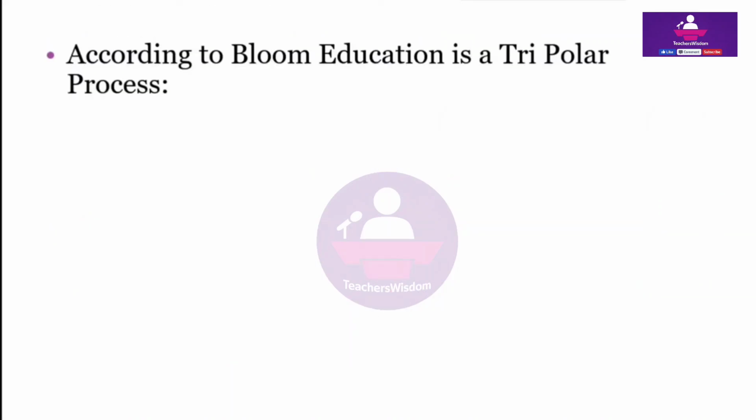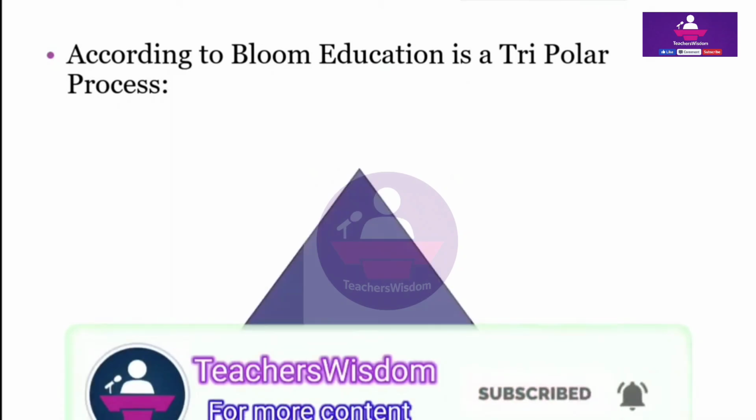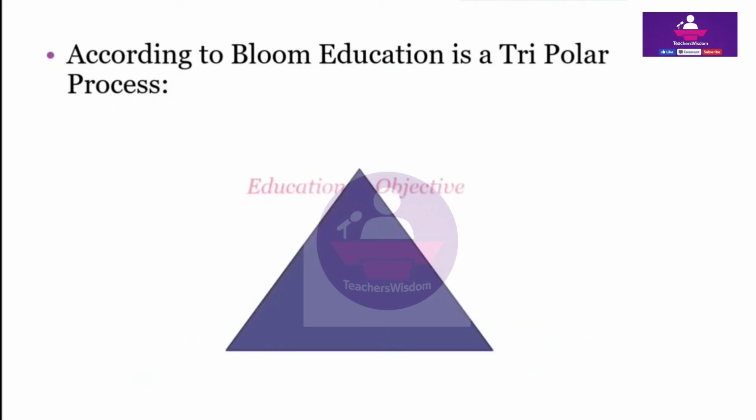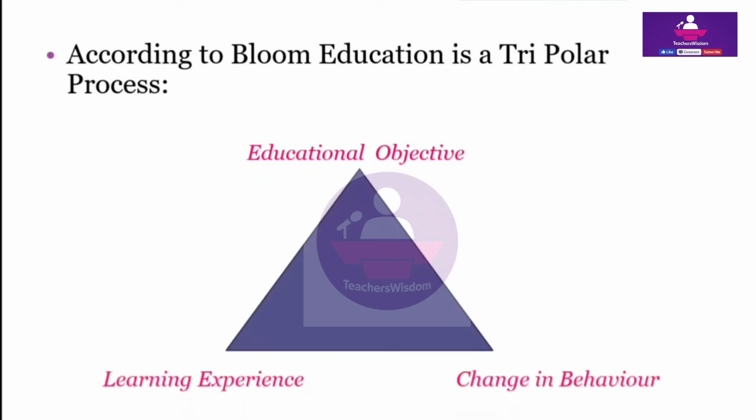Next, according to Bloom, education is a tripolar process. Tripolar process means three main components are included in the teaching learning process. First is educational objective, second is learning experience, and third is change in behavior. So they all are dependent on each other. So to change the behavior of the child, we have to frame the educational objective, and those educational objectives are achieved by learning experiences, and those learning experiences lead to the change in behavior of the child.